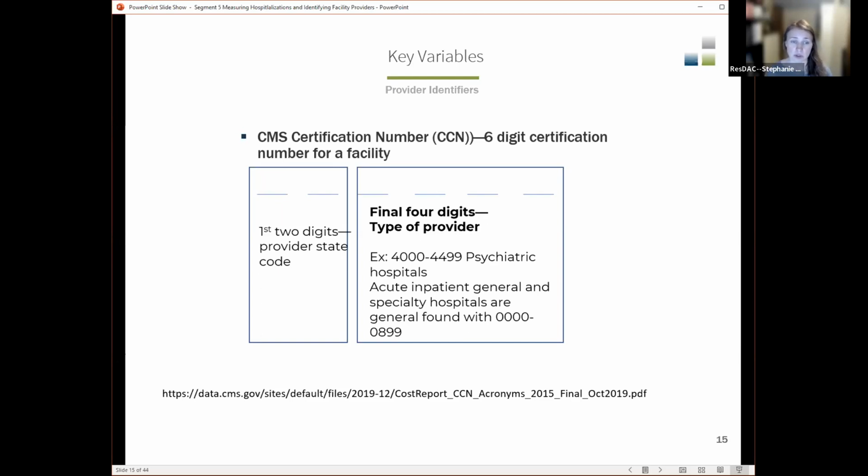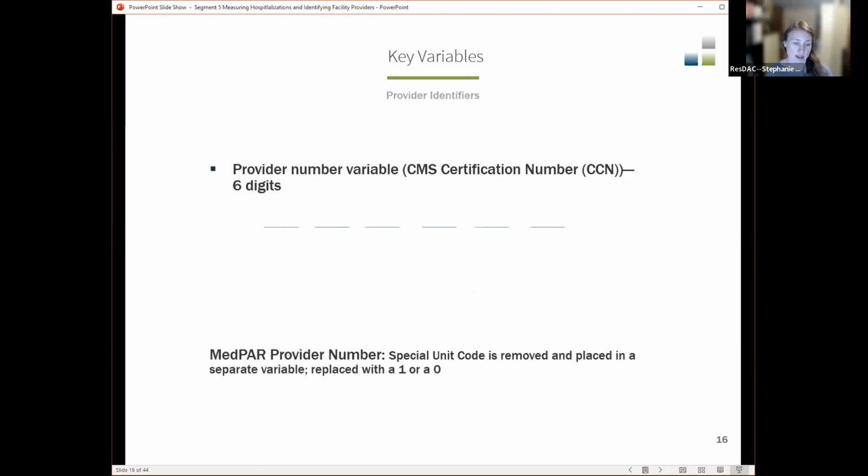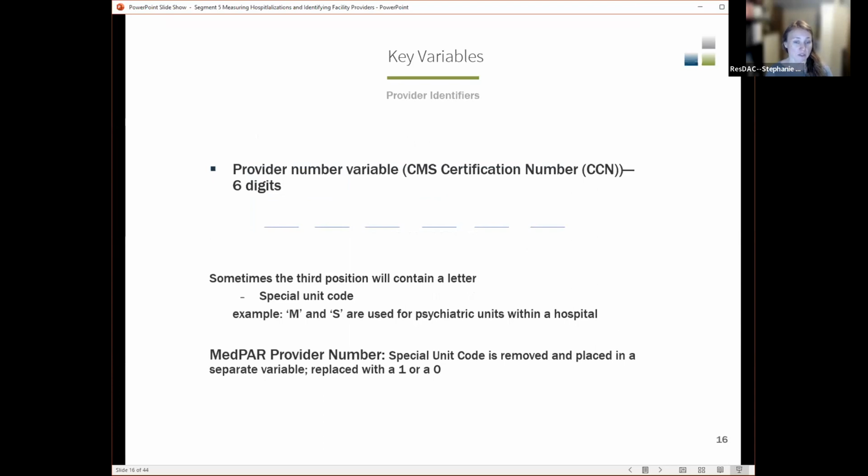Now, if it were a special unit within a general acute inpatient setting, then you will find that the 3rd digit is replaced with a letter. So if you see the letter M in the 3rd digit, that's a psychiatric unit within a hospital. When they create the MedPAR provider number, and you can look in the MedPAR documentation for a little more information on this, they take that out and they replace it with a 1 or a 0, because those are the most common numbers for acute general inpatient hospitals. So you could recreate the CCN using the MedPAR provider number, but just note that those are available.